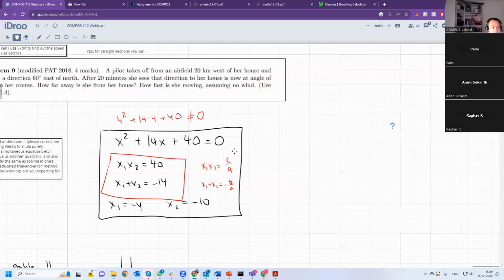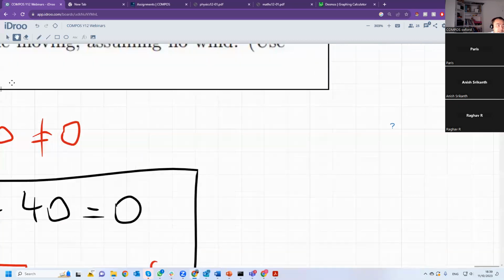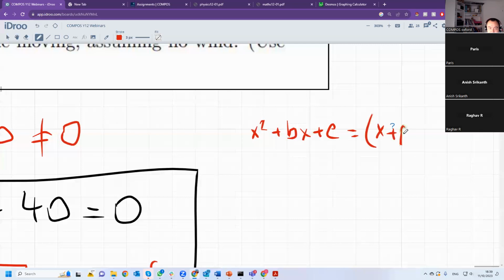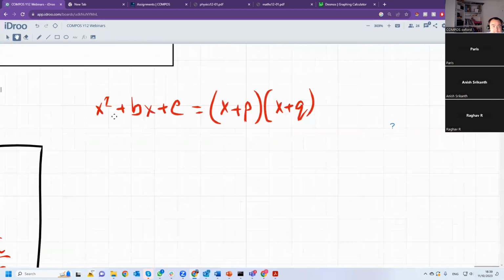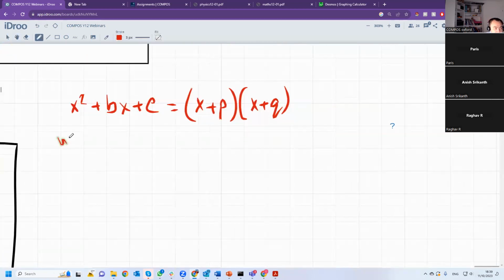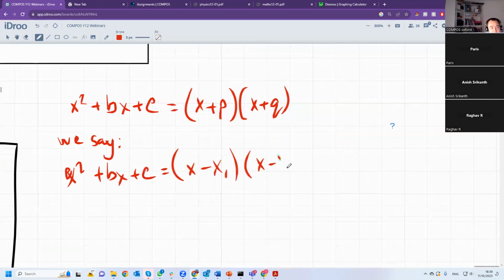Because in school, they teach you to factorize like this. Look, they say x squared plus bx plus c is x plus p, x plus q, right? But we say that x squared plus bx plus c is equal to x minus x1, x minus x2.